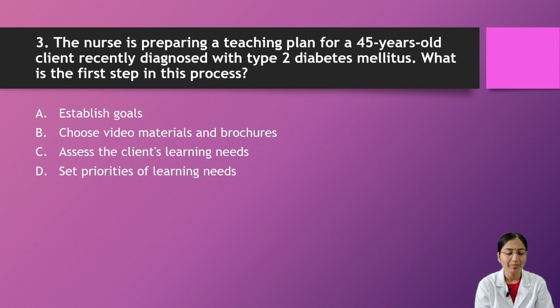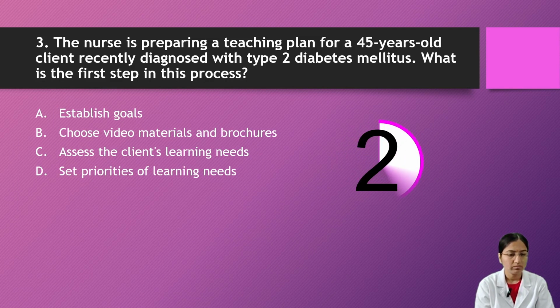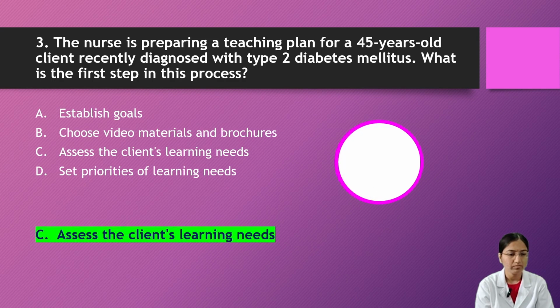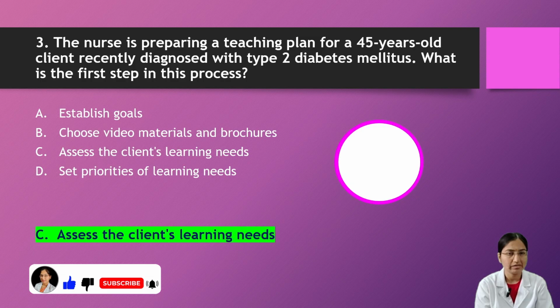The nurse is preparing a teaching plan for a 45 years old client recently diagnosed with type 2 diabetes mellitus. What is the first step in this process? Options are given. Right option is C. Assess the client's learning needs.